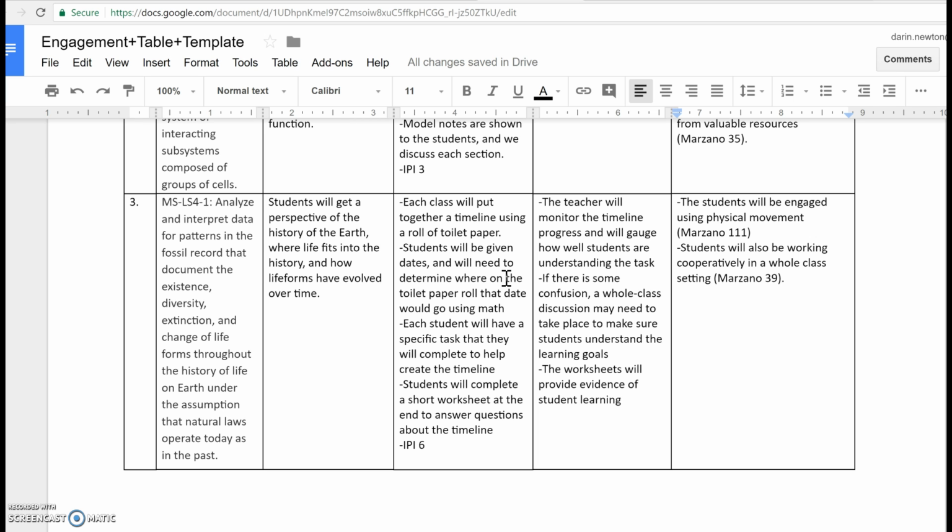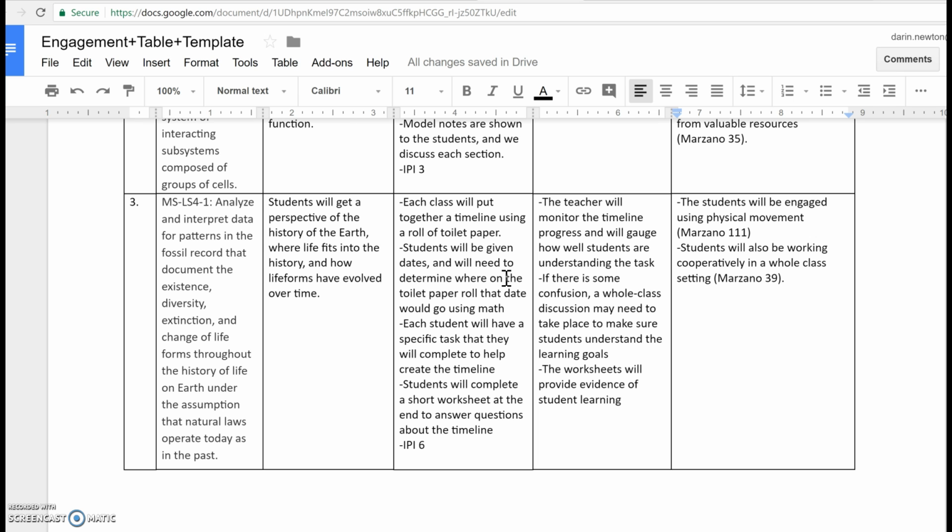Each student will have a specific task that they will help to complete the timeline. So not every student is going to be doing every task. Students will complete a short worksheet at the end to answer questions about the timeline, just so it'll help wrap everything together for them.